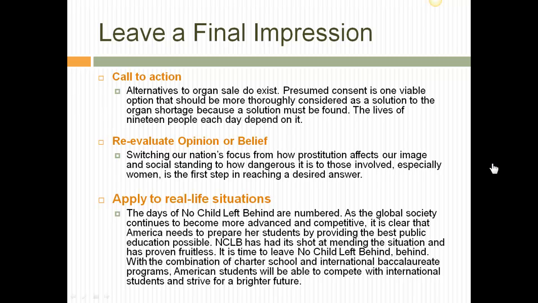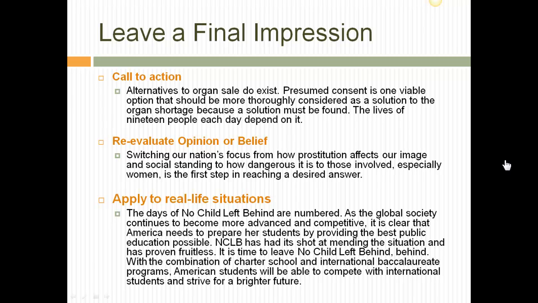Another way to leave a strong final impression would be to encourage them to reevaluate their opinion. This comes from an essay that was talking about prostitution and how it is handled in the United States. And the statement is, this is the closing statement, switching our nation's focus from how prostitution affects our image and social standing to how dangerous it is to those involved, especially women, is the first step in reaching a desired answer. So the essay has argued that we need to rethink the focus that we have when we come to this problem of prostitution.